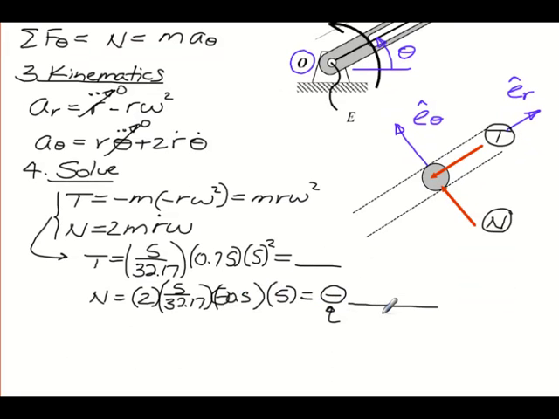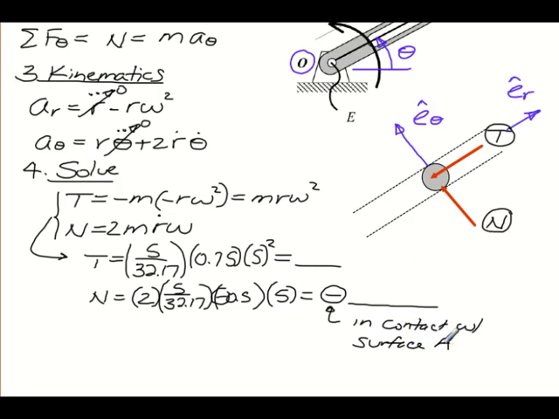So what does that mean? Well, it means that my assumption was not correct. I assumed it was in contact with B. That's wrong. So therefore it's in contact with surface A. And we see here what dictates that.